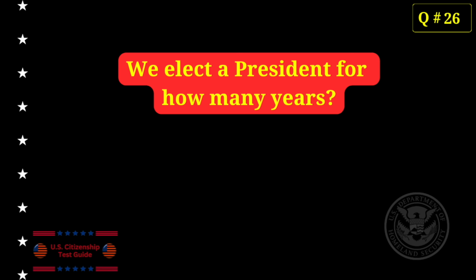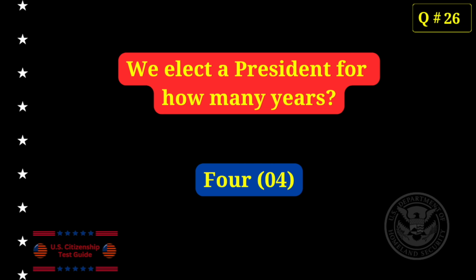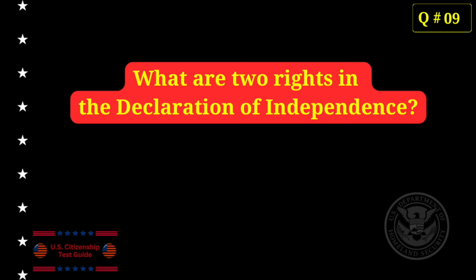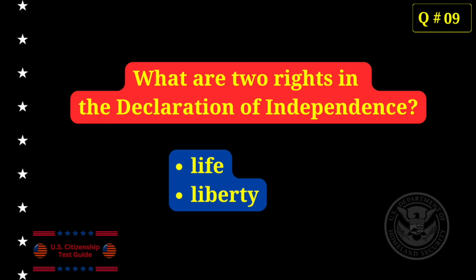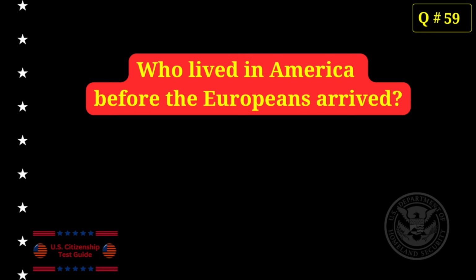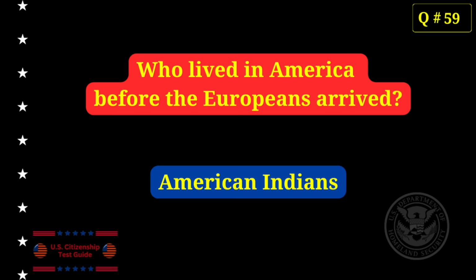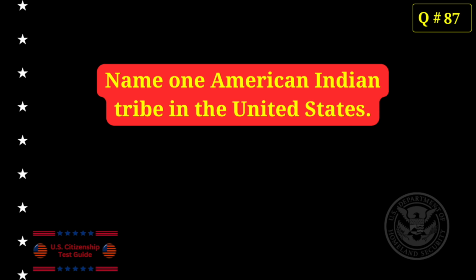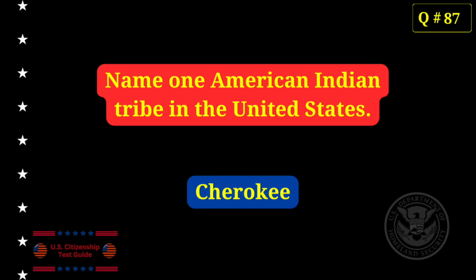We elect a president for how many years? 4. What are 2 rights in the Declaration of Independence? Life, liberty. Who lived in America before the Europeans arrived? American Indians. Name one American Indian tribe in the United States. Cherokee.